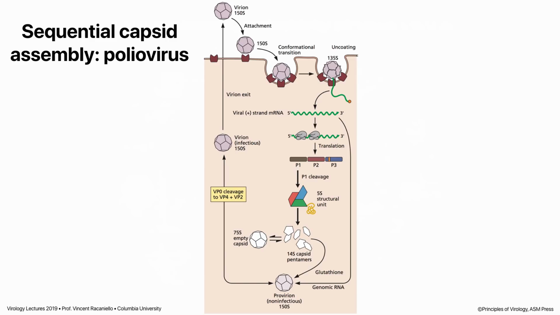That empty capsid doesn't have RNA in it, so it's not going to be of much use. And so we don't think it's actually an intermediate in the assembly, but rather the RNA joins with these pentamers and forms the capsid, which then can mature by cleavage of one of the capsid proteins and will exit the cell. So it's a relatively simple series of assembly steps. 5S structural unit, pentamers, and then the capsid with the RNA.